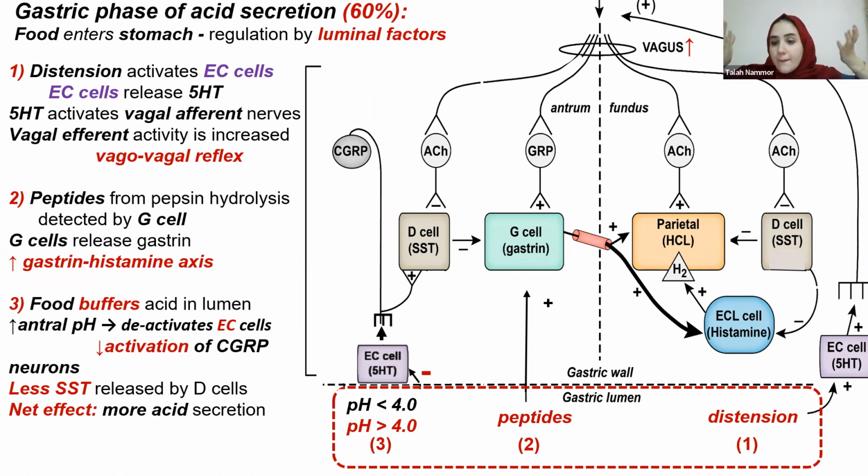Okay, so what happens? What happens is that you see here those serotonin cells. They have mechanoreceptors. What does mechanoreceptor mean? A mechanoreceptor is a receptor that, when something extends or compresses, detects this change and releases serotonin.